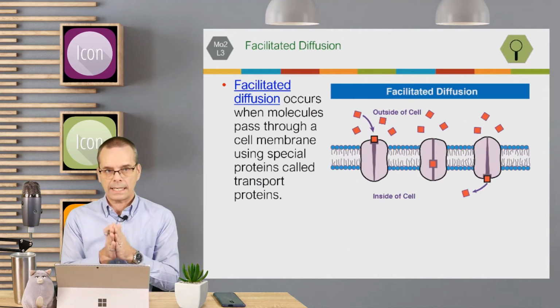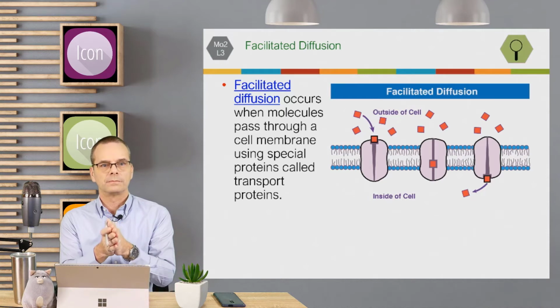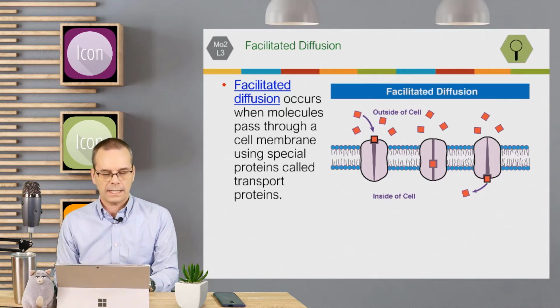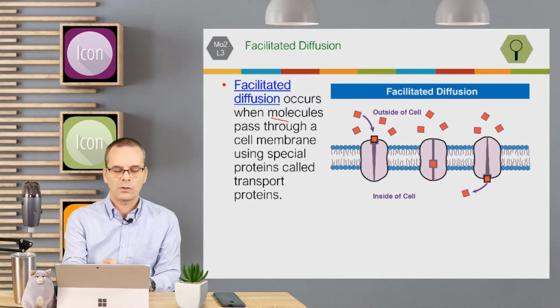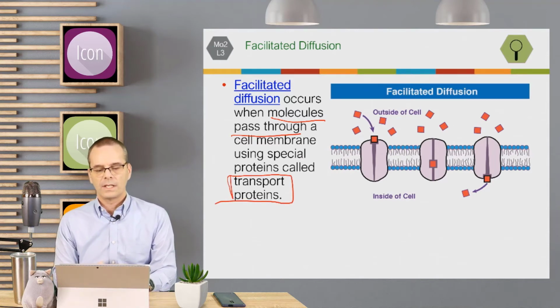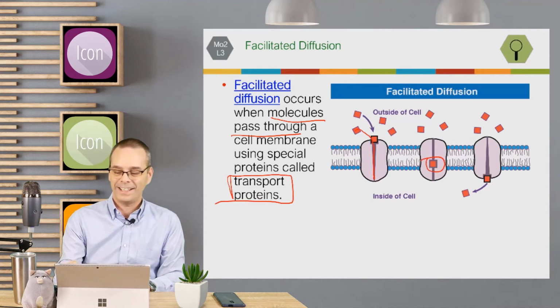Now, facilitated diffusion means that it's being helped. To facilitate means to help. So facilitated diffusion occurs when molecules pass through that same membrane, but they use proteins called transport proteins. Here you have the transport protein that takes these little substances and almost swallows them and then spits them out on the other side, inside the cell.